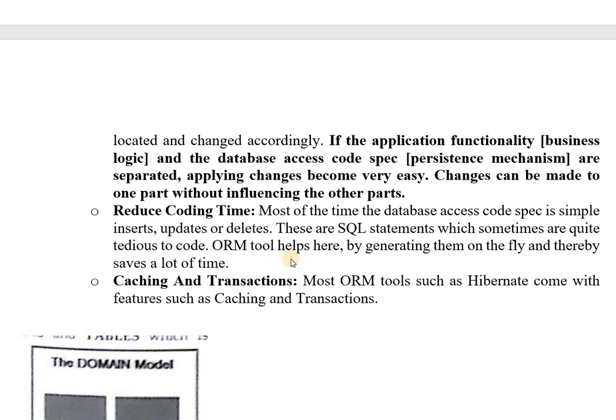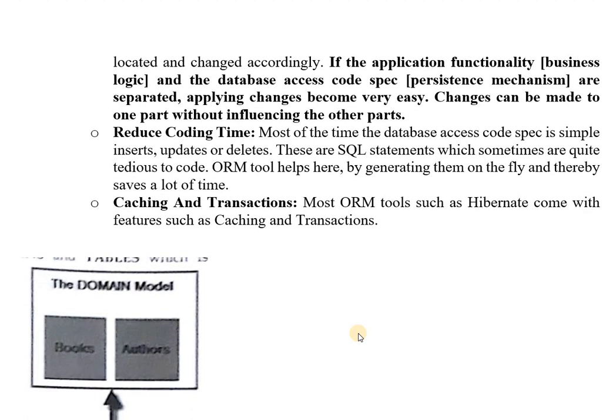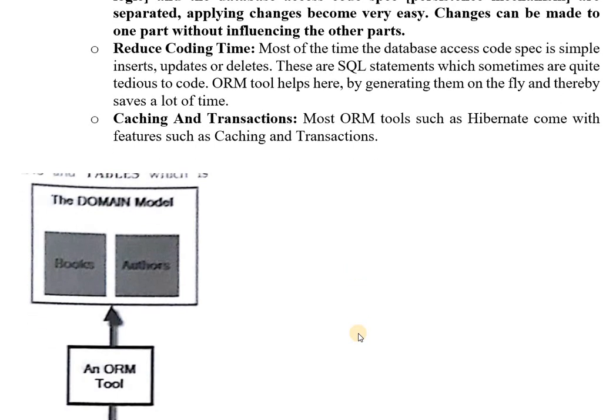Other than that, because ORM provides you with generating SQL statements, the developer doesn't have to think in terms of SQL. The developer thinks in terms of objects and classes every time. So coding time is reduced because ORM handles most of these things transparently. Other than that, the majority of ORM tools such as Hibernate will provide you with caching and transaction facilities. So that load also goes off the developer's shoulders.